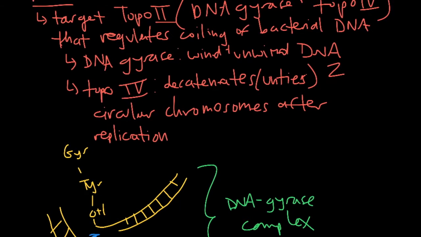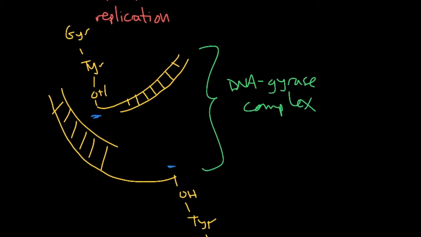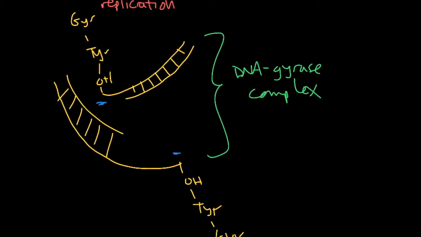Okay, so the way that quinolones or fluoroquinolones work is that they target topoisomerase 2, which includes DNA gyrase and topoisomerase 4, or topo 4. And topo 2 regulates the coiling of bacterial DNA. Specifically, DNA gyrase is involved in winding and unwinding DNA, and topo 4 is involved in decatenating or untying two circular chromosomes after replication. So, in image form, here is your DNA gyrase, DNA and DNA gyrase complex.